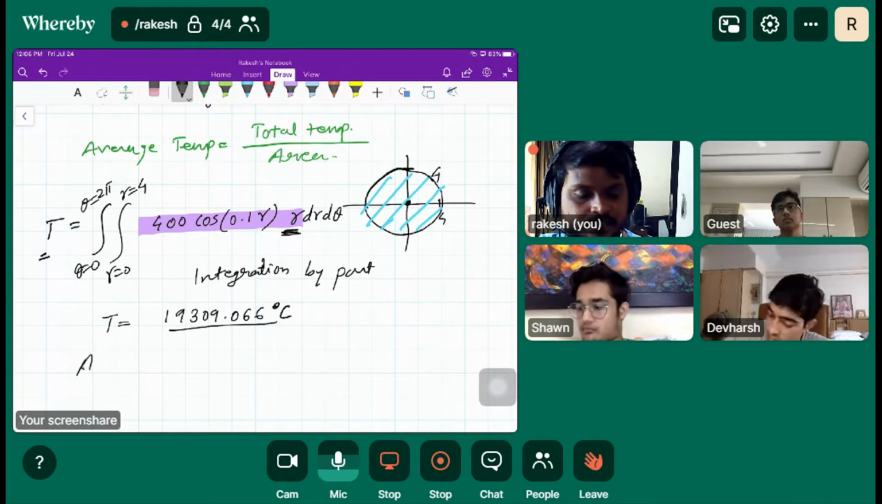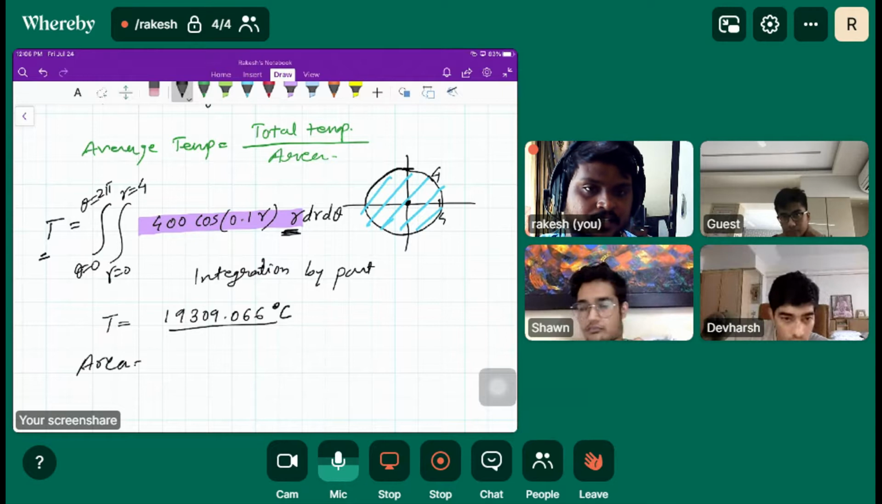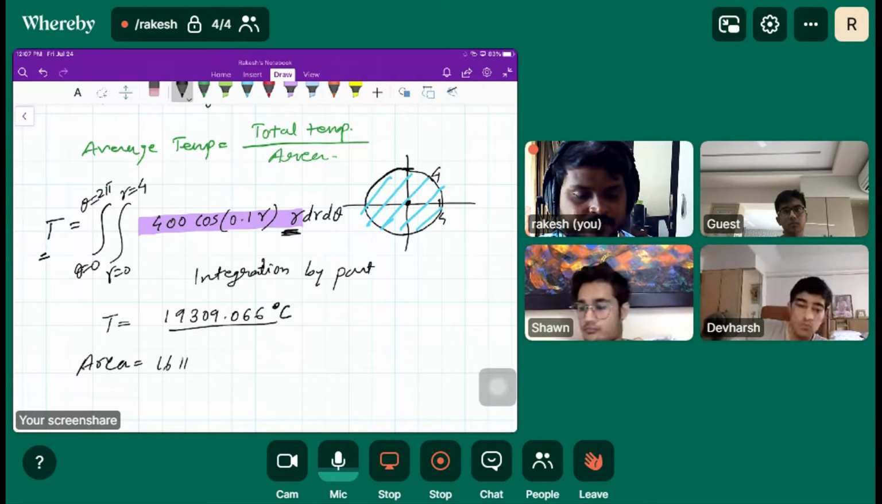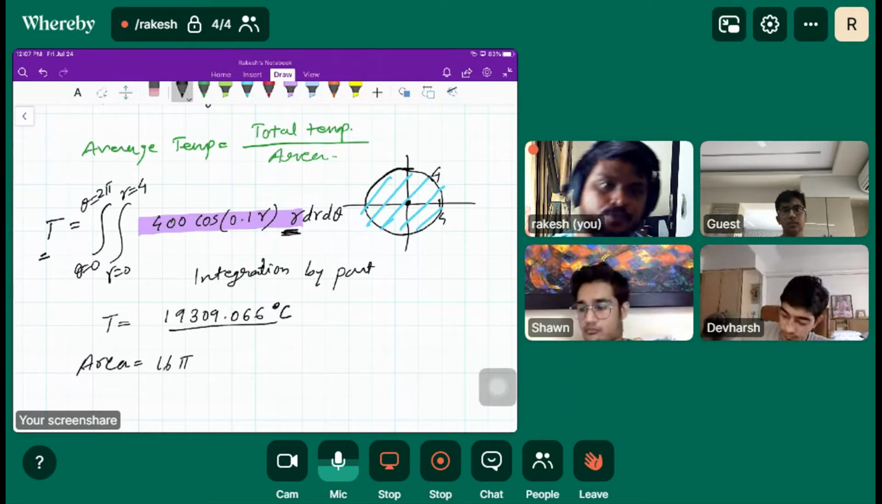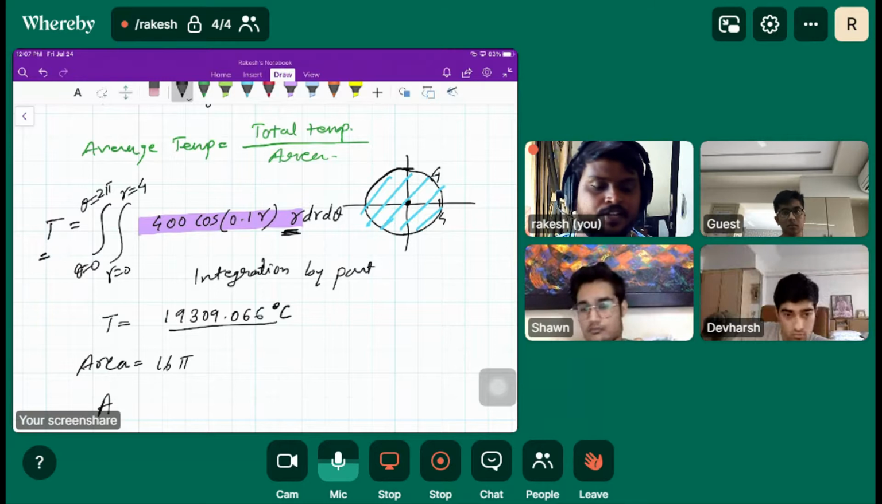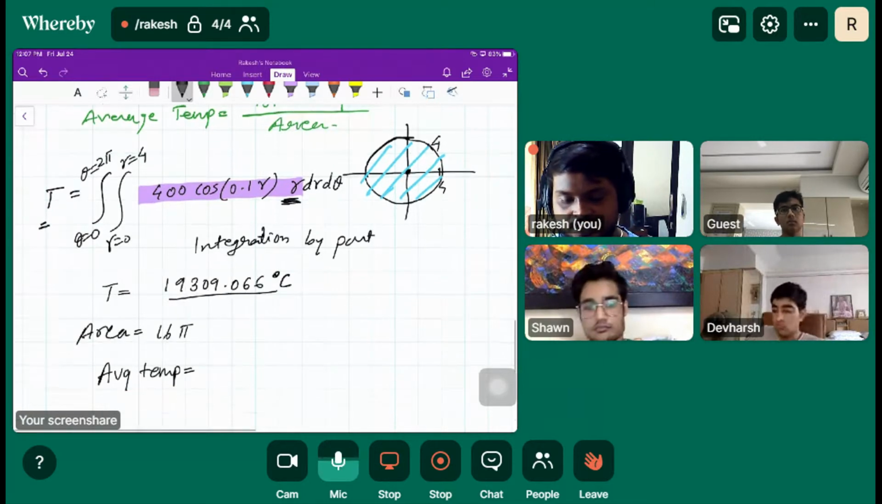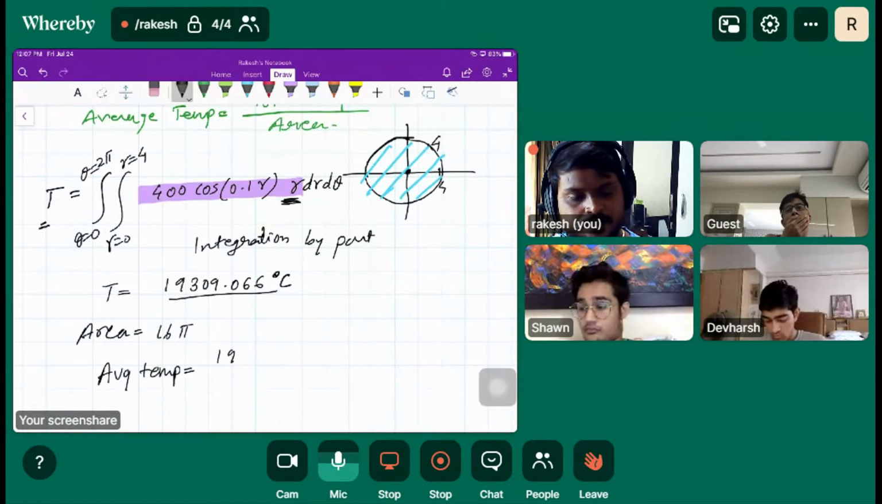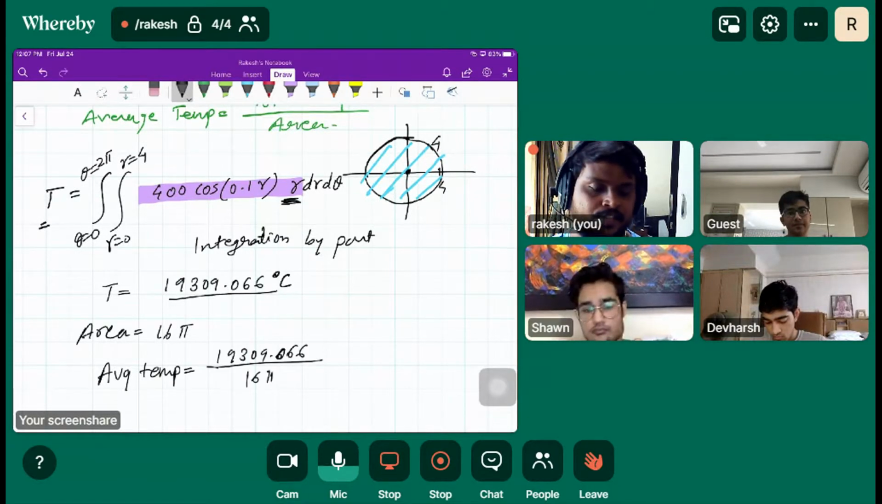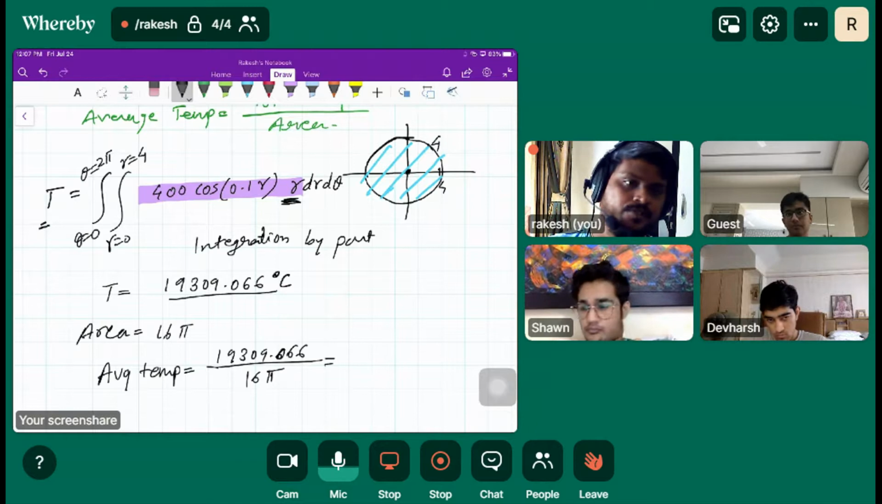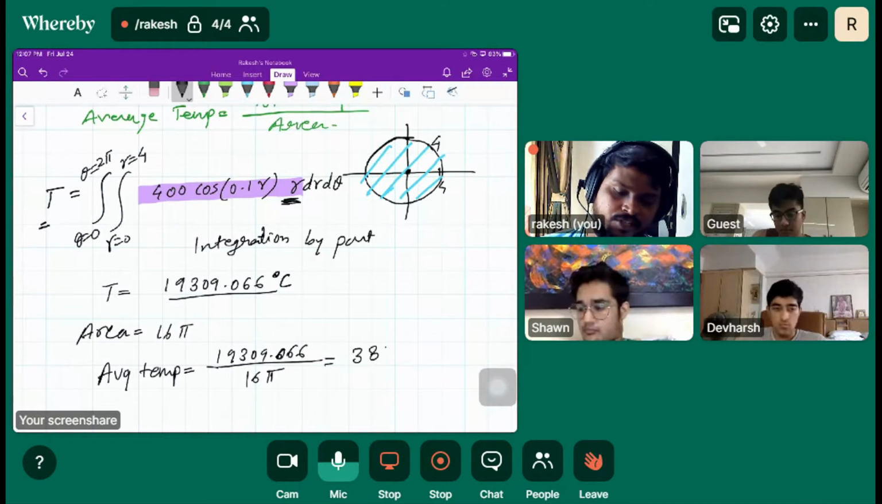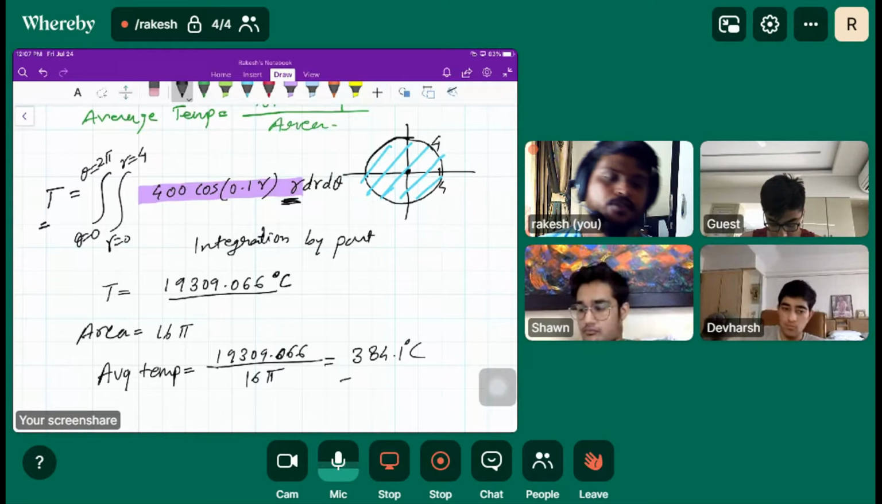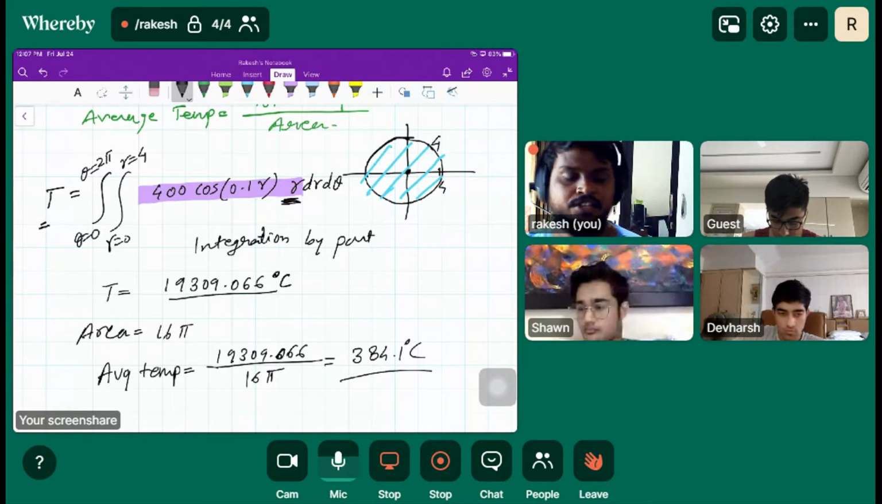Since the area of this region is 16 pi, pi r square with r as 4, we can find the average temperature. You divide the total temperature by the total area, and it will give you the average temperature. You can write down the answer as this, and you can verify all the answers in the homework.